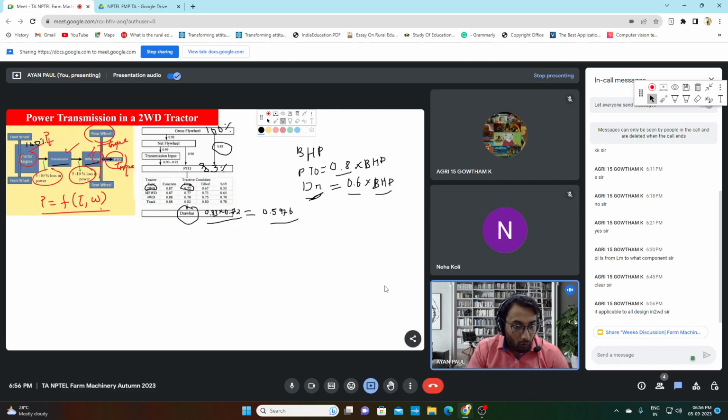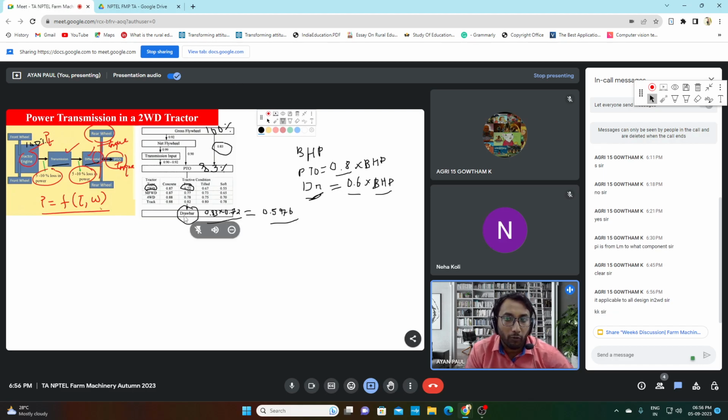It is applicable to all designs in two-wheel drive. Okay, and for four-wheel drive also, you have to multiply 0.83 with 0.78. Similarly, if you are not going with tires but with a track type of traction device, for that you have to multiply 0.83 with 0.82. Okay, and then you will get the drawbar power.